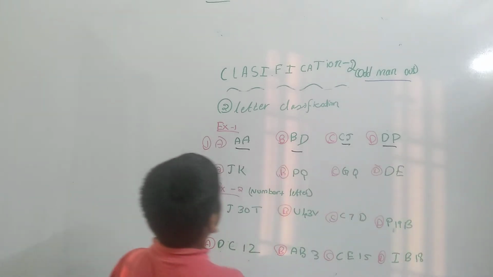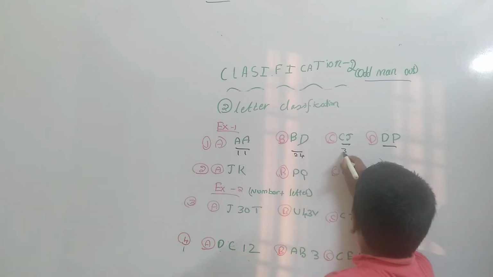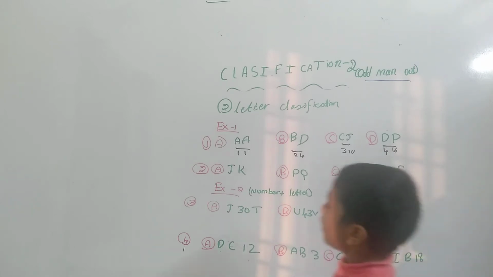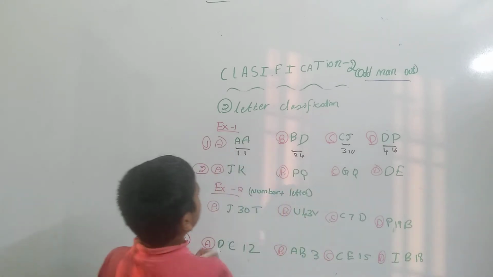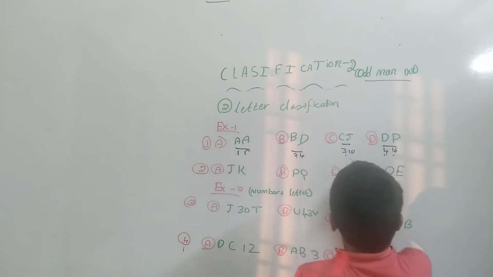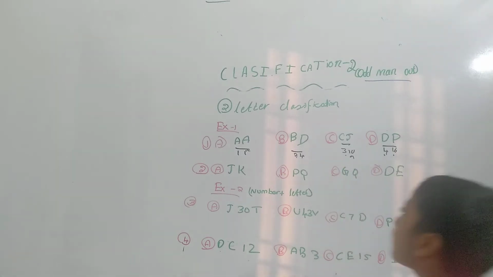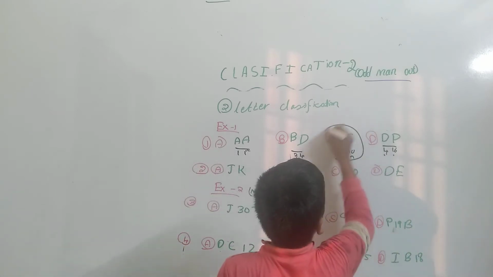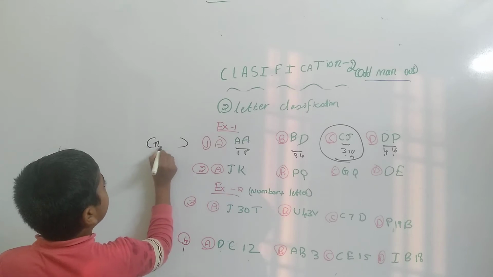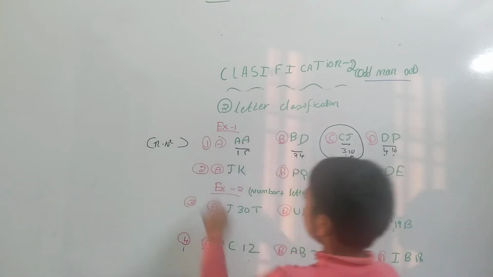Next step, AA. First, we write the numbers: A is 1, 1; B D is 2, 4; C J is 3, 10; D P is 4, 16. Here we see 1 square, 2 square, 3 square, 4 square. Only 3 square is 9, but they have 10, which means the answer is CJ. This process is n square.